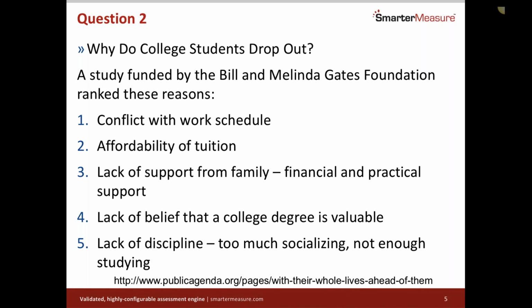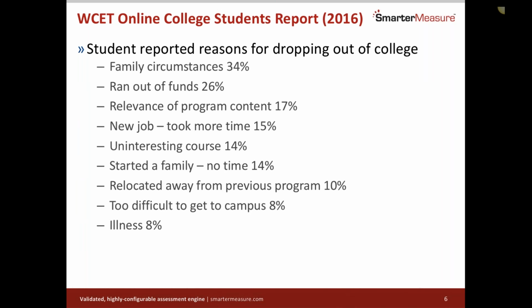And it had nothing to do with the cognitive ability, typically. The top reason why students are dropping out is school conflicts with work, or they can't afford tuition. They don't have support to go to college from their family or their employer. They don't believe that a college degree is valuable to them, or they partied out. So this echoes that as well.